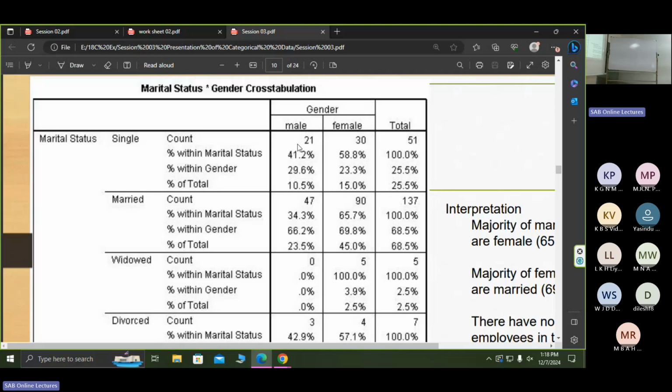Out of that, 21 are male, 30 are female. Understood? It means that we can say most of the single employees are female. It's clear? Then move into the second one. Percentage within marital status. They calculated the percentage value within the marital status. Which marital status category is here? Single. Considering the single employees, they calculated the percentage value.